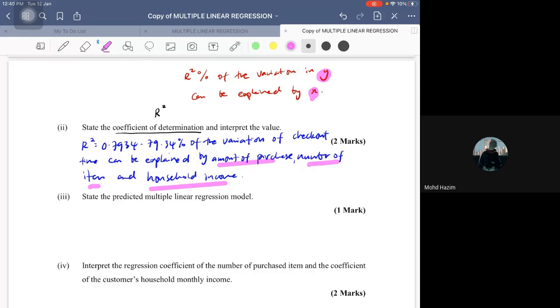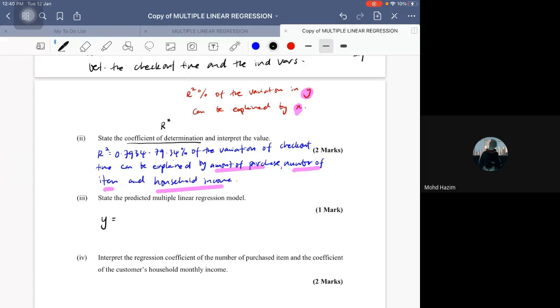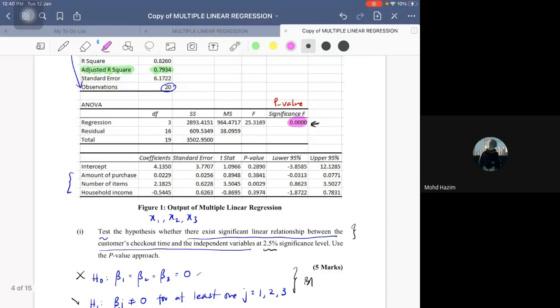Again, then question number 3. It says over here, state the predicted multiple linear regression model. So I'm going to have y equal. We have 3 variables. So we know that the model is going to be beta naught plus beta 1 x1 plus beta 2 x2 and plus beta 3 x3. And where do you get the value of beta naught, beta 1, beta 2, and beta 3? That is going to come from here. These are going to be the values which are listed under the coefficients.